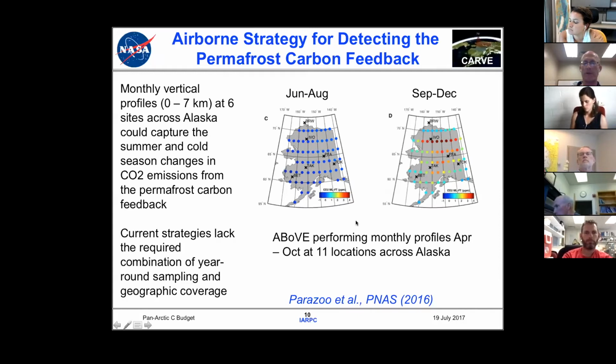Above is performing a different version of this experiment with flights in the April to October period, using one aircraft, but it's acquiring profiles at 11 different sites across Alaska. Most of these sites, including a couple of others out here on the Seward Peninsula and Kotzebue, Dead Horse and Toolik, in addition to Ivotuk, also at Umiat, and then Galena in the interior. So a few more sites, and we're going to be very interested to see how much that improves our knowledge. But again, if you're just going to look in the summer, you're likely to miss a large-scale onset from something like the permafrost carbon feedback.